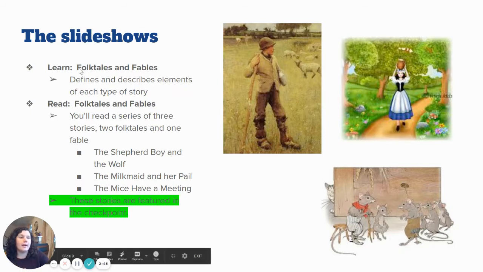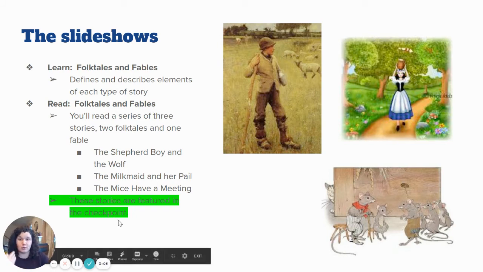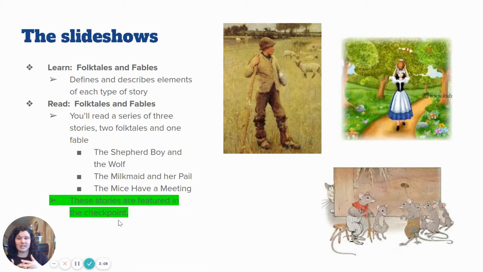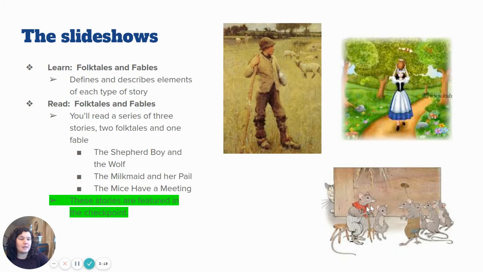All right. So what you can do is I'm going to walk you through the learning about folktales and fables. We just did a little slide on that. You can read the folktales and fable slides in K-12, but I have them in my slideshow. So I'm just going to show you here. So these are 3 stories that are featured in your checkpoint that you're going to be taking. So we're going to look at 3 folktales and fables. One of them is The Shepherd Boy and the Wolf. The other one is The Milkmaid and Her Pail. And the other one is The Mice Having a Meeting.